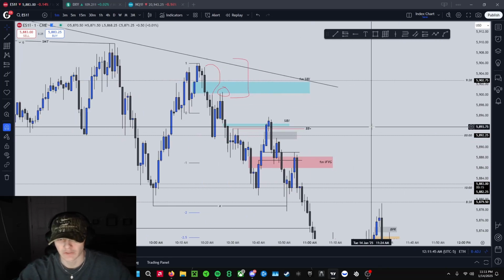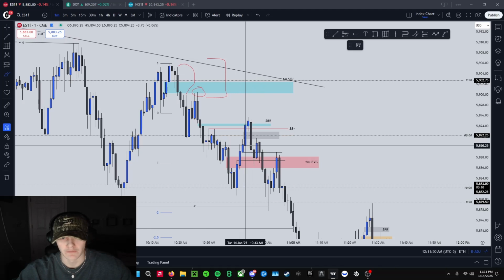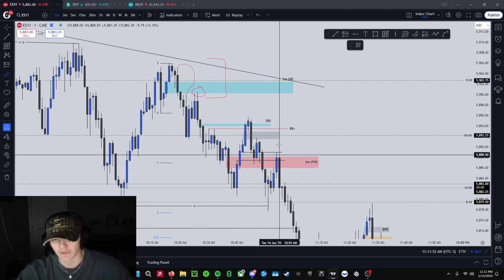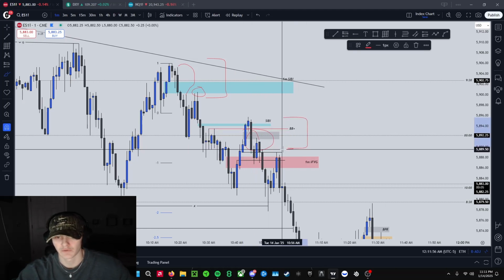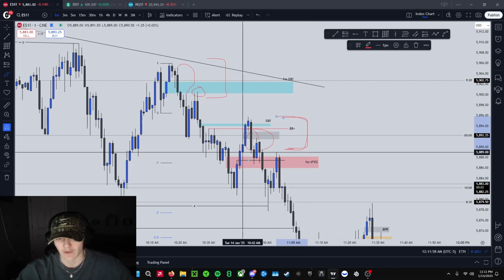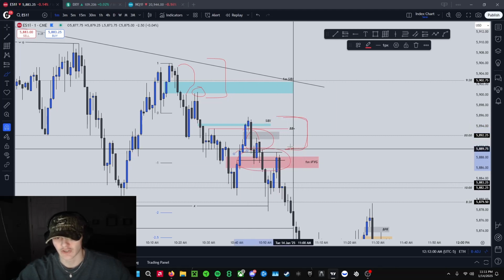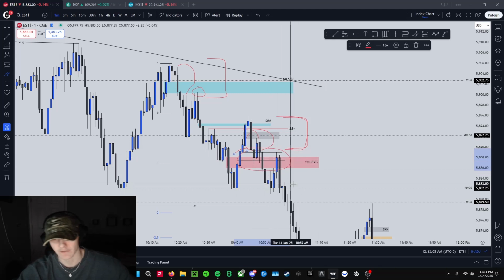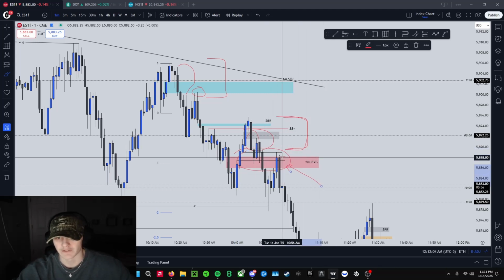Let's continue watching price balance itself out. 1 minute fair value gap tied in with this 1 minute BPR balance right here. Price should not reprice back into this level. We have another 1 minute inverse fair value gap right here, which is initially where I wanted to take my first trade, but I ended up missing it. And this is where price gets rebalanced.